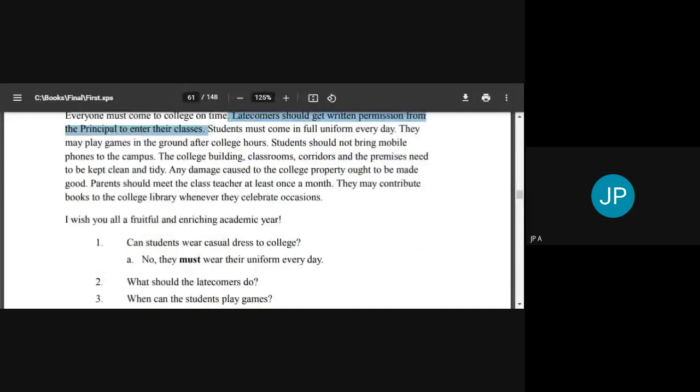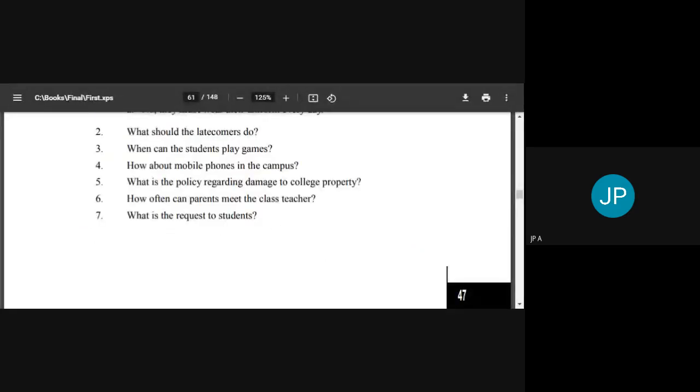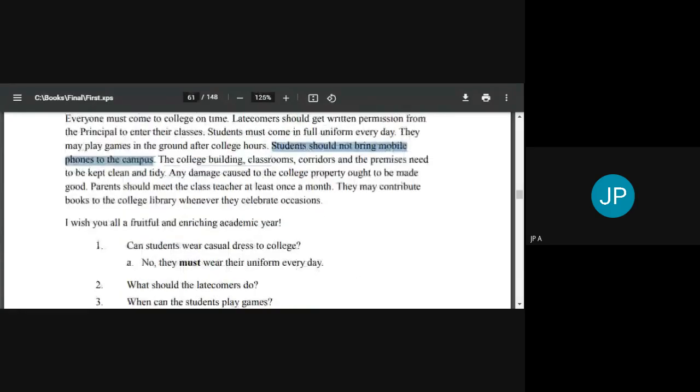Okay, let us look at the next question. How about mobile phones in the campus? So what does the principal say about mobile phones? The principal says that students should not bring. Yes, very good, Rajalakshmi. They should not bring mobile phones to the campus. Yes, Sri Lakshmi. Sia, that is right. They should not bring.